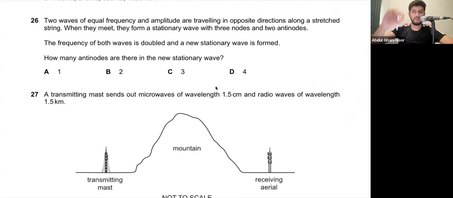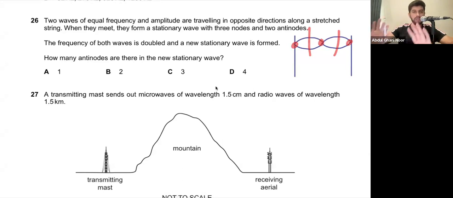Once again, I think this was a good question. Two waves of equal frequency and amplitude are traveling in opposite direction along a stretched string. When they meet, they form a stationary wave with nodes and two antinodes. So what I'll do is first I'll draw 3 nodes and 2 antinodes. Let this be my left and right limit, and inside it 3 nodes, 2 antinodes would look something like this. See? So I have a node here, a node here, a node here, and 2 antinodes at the center.